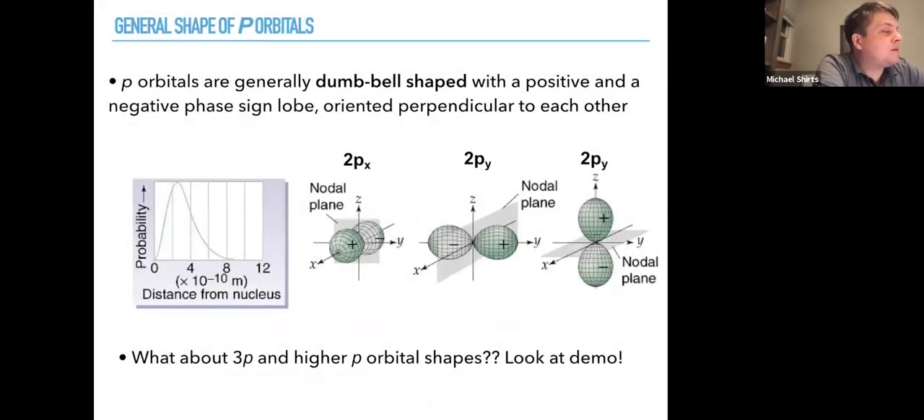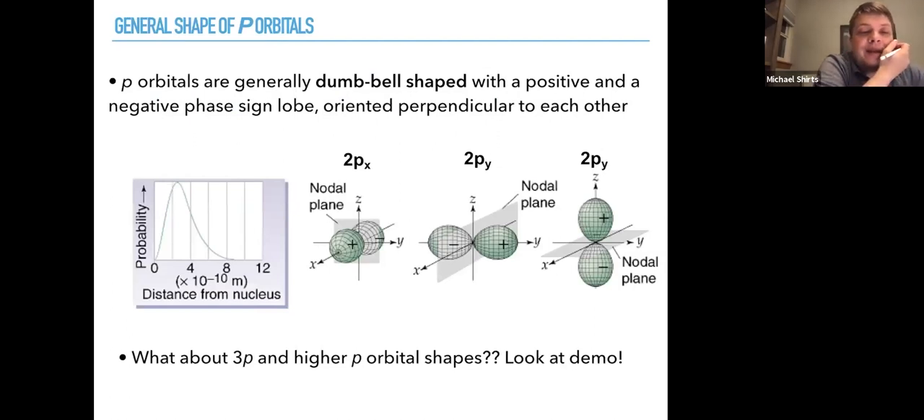Let's move on to the p orbitals. So p orbitals are generally dumbbell shaped with a positive and a negative phase lobe. Which one is positive, which one is negative? It actually really doesn't matter. The key is just that they're opposite. So we have 2px, 2py, and 2pz.